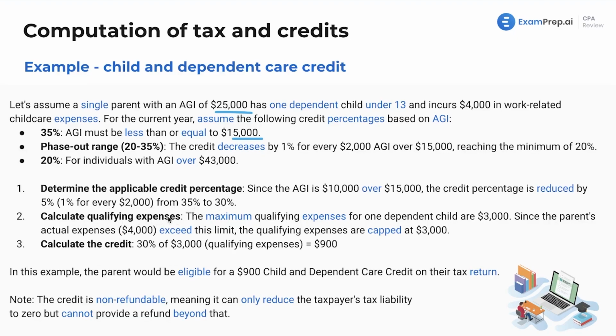Next, we want to calculate qualifying expenses. The maximum qualifying expenses for one dependent child are $3,000, as we saw in the previous slide. Since the parent's actual expenses are $4,000, we're capped at $3,000. Great, you actually had $4,000. Sorry, you can't take that extra $1,000. And because we've got that 30%, we're going to calculate the credit. 30% of $3,000 is going to give us $900. In this example, the parent would be eligible for a $900 child and dependent care credit on their tax return. However, do note that this is non-refundable, meaning it can only reduce the taxpayer's tax liability to zero but it cannot provide a refund beyond that.